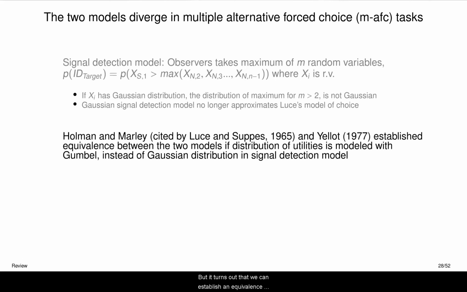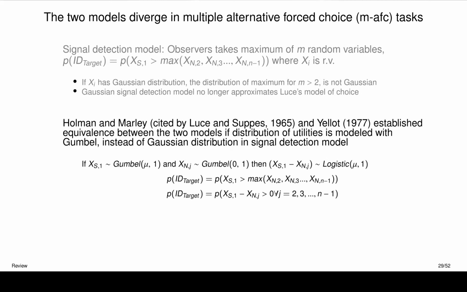But it turns out that we can establish an equivalence between the two models if we drop the normality assumption. In particular, Holman and Marley and others have shown that if utilities in the signal detection model have a Gumbel distribution, then the signal detection model is equivalent to the Luce model for any number of alternatives. Here we omit the proof, but we give you a partial result. So it's known that the difference between two random variables that have a Gumbel distribution is a logistic distribution. So for two alternatives, this result follows directly.